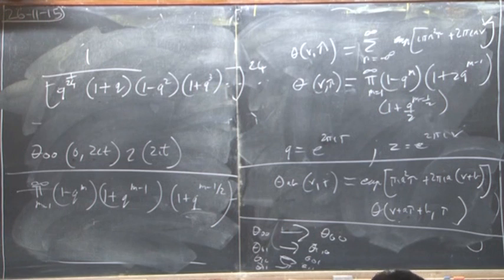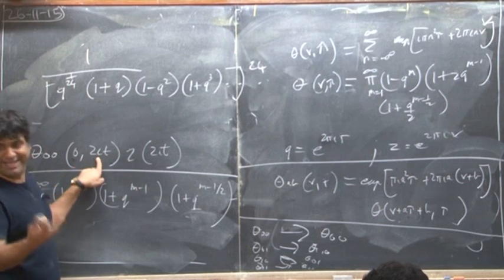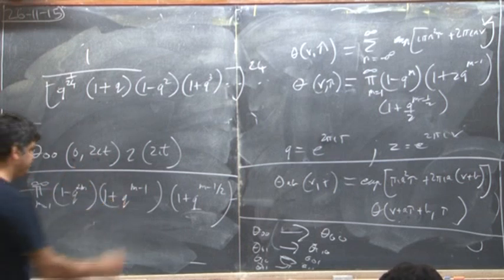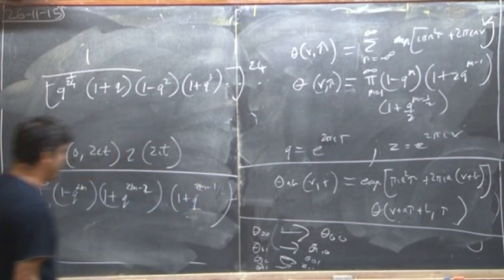Now suppose I do theta 0, 0 of 2i. That's effectively just squaring q. 2m minus 2 and 2m minus 1.